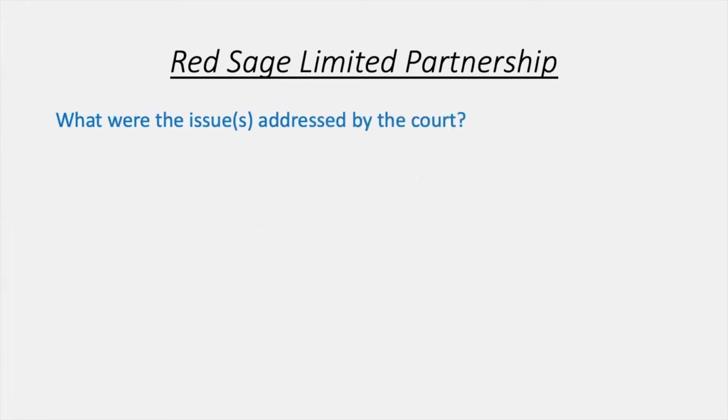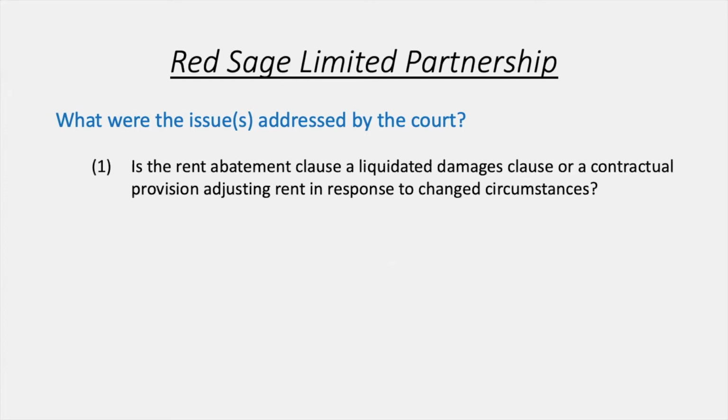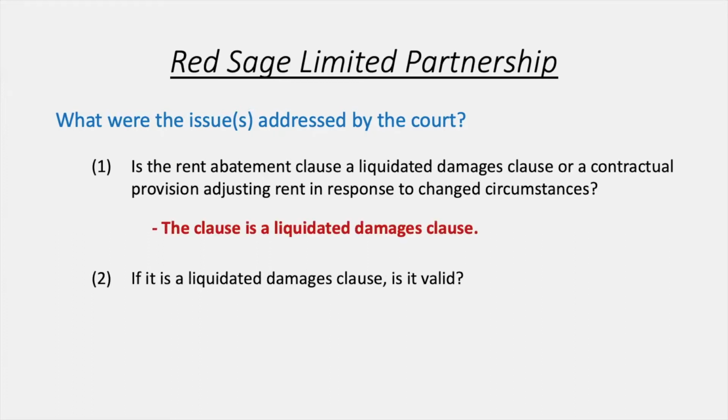What were the issues addressed by the court? The first one is whether the rent abatement clause is a liquidated damage clause or a contractual provision adjusting rent in response to changed circumstances. This is significant because a liquidated damage clause is viewed with more scrutiny versus just a contractual provision adjusting rent that doesn't have to meet extra requirements to be valid. The second issue is, if this is a liquidated damage clause, is it valid? The court held this clause is a liquidated damages clause and that it is valid.